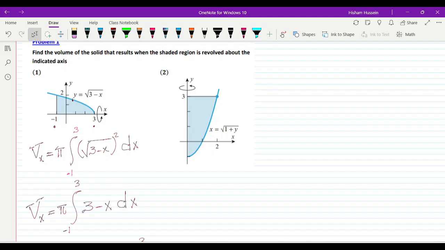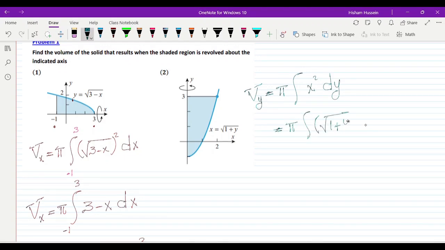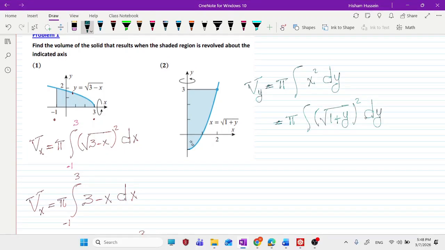Here in problem 2, it's requested to rotate this shaded region about the y-axis. So the volume resulting from rotation about the y-axis equals pi times the integration of x squared dy. What is x? It's root 1 plus y. So it's root 1 plus y, squared, dy.